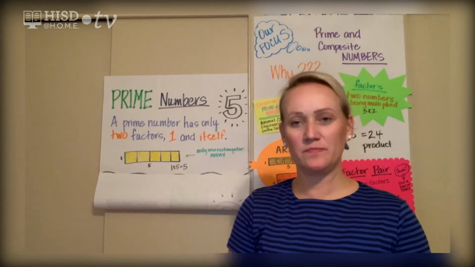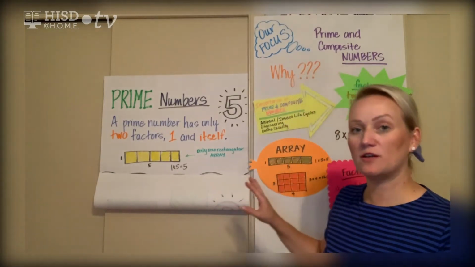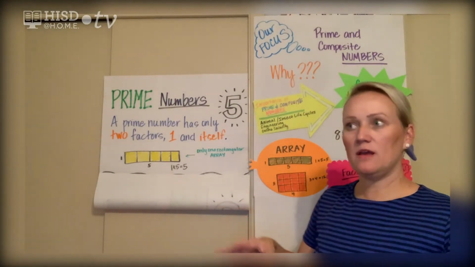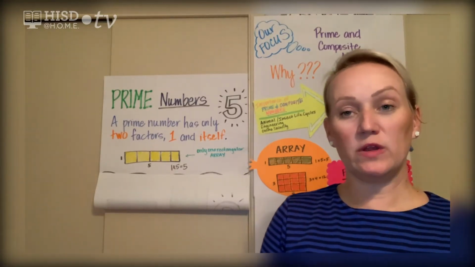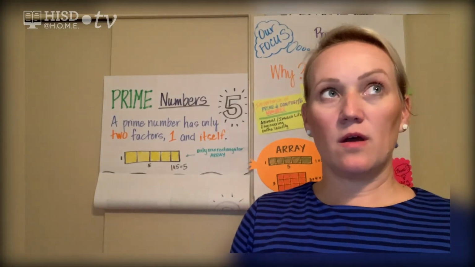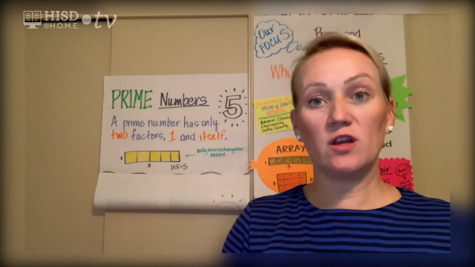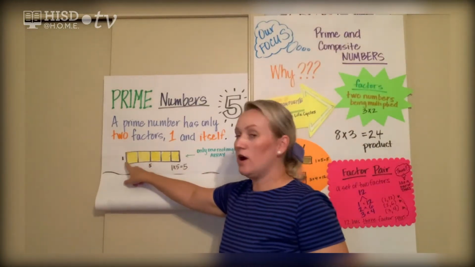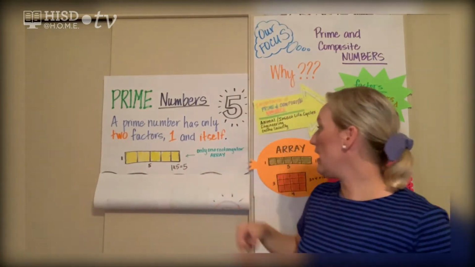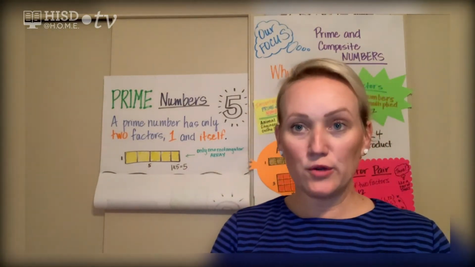Pause if you need to. Also, since we talked about that array, if a prime number only has 2 factors, 1 and itself, there's only going to be an array of 1 times that number. It will have 1 rectangular array.